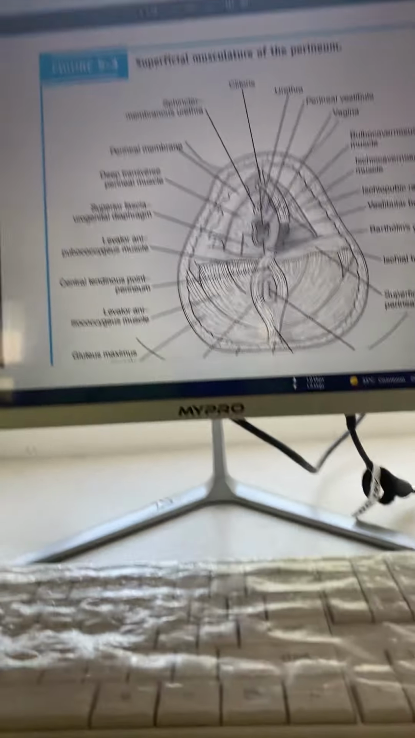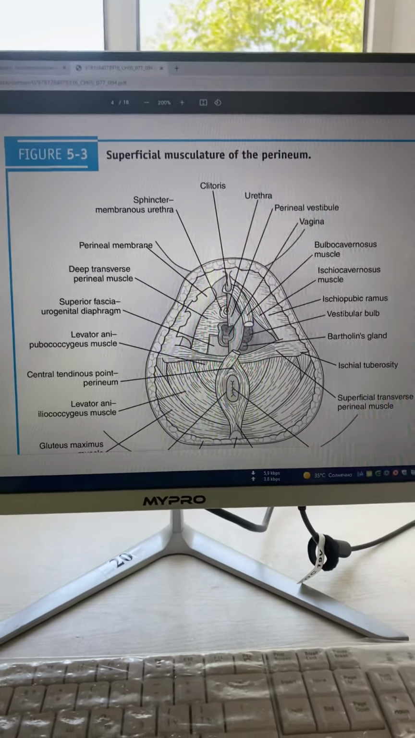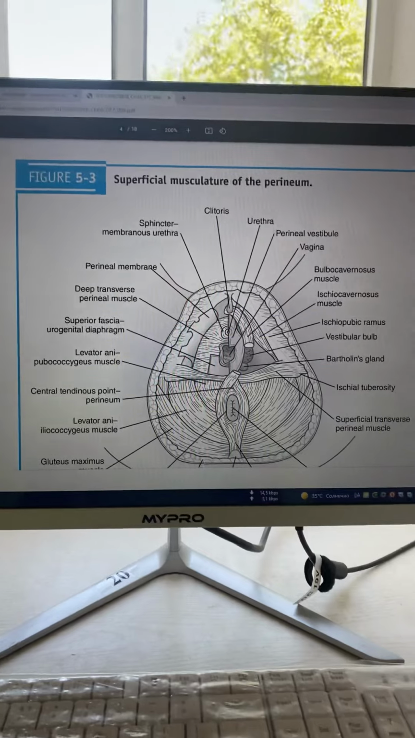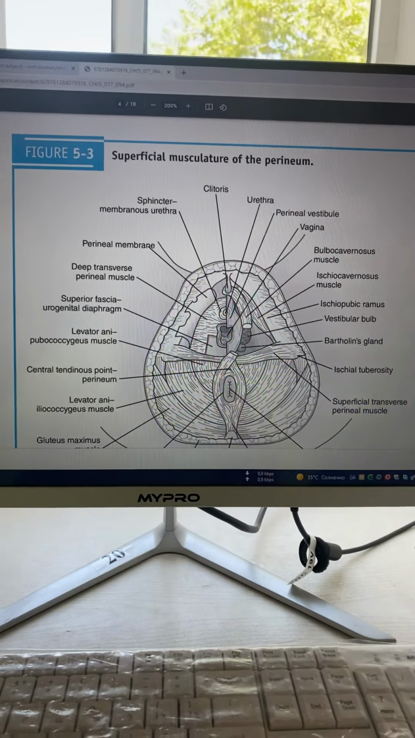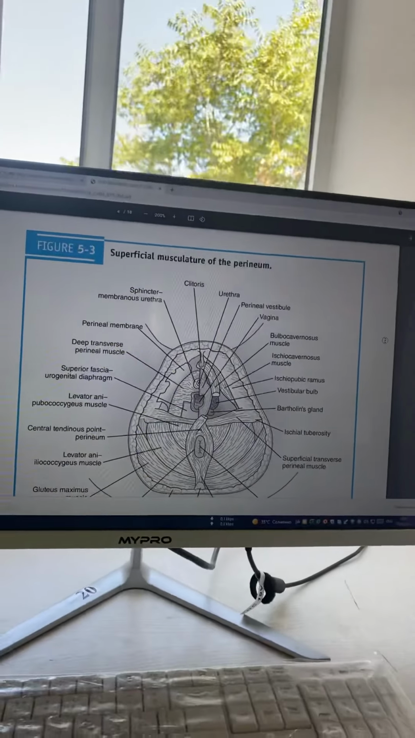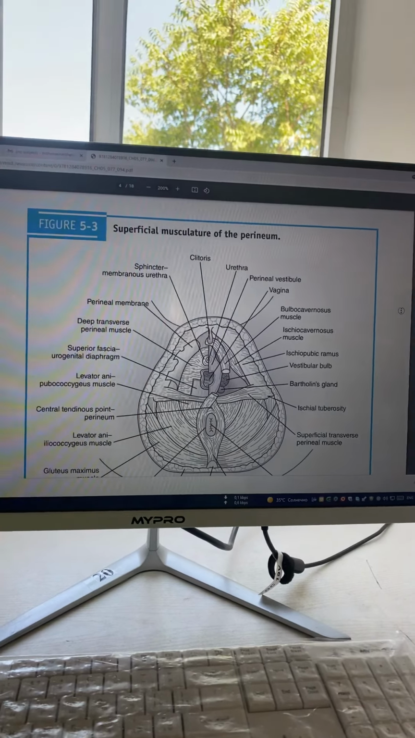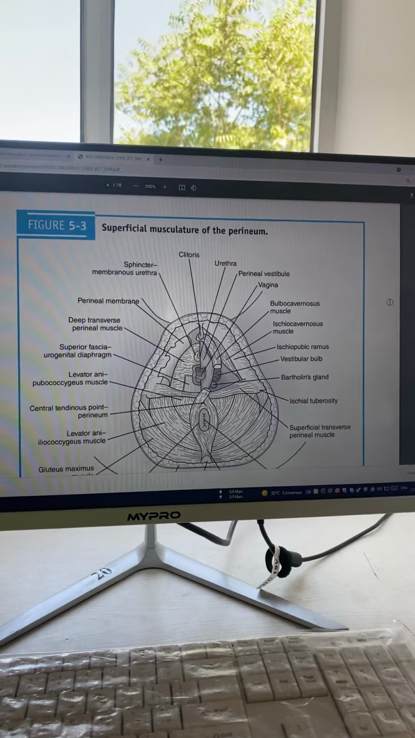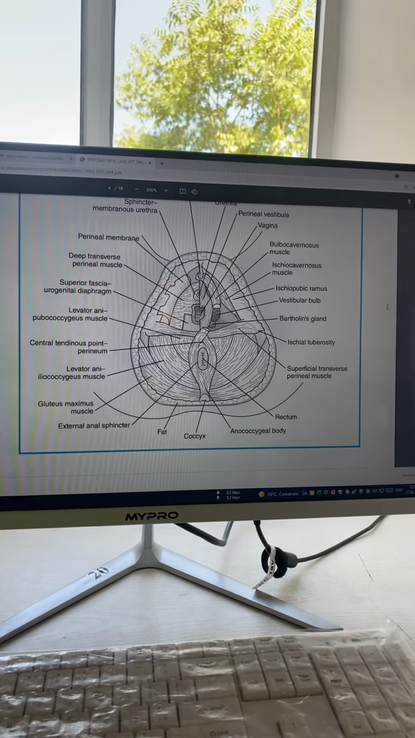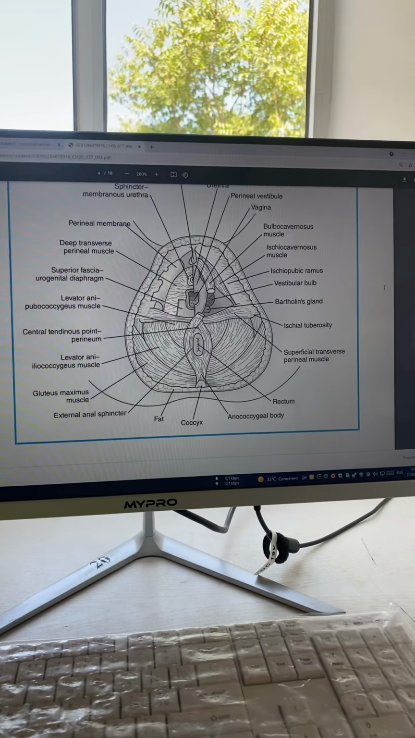Superficial musculature of the perineum: clitoris, urethra, perineal vestibule, vagina, bulbocavernosus muscle, ischiocavernosus muscle, ischiopubic ramus, vestibular bulb, Bartholin's gland, ischial tuberosity, superficial transverse perineal muscle, sphincter of membranous urethra, perineal membrane, deep transverse perineal muscle, superior fascia of urogenital diaphragm, levator ani pubococcygeus muscle, central tendinous point of perineum, levator ani iliococcygeus muscle, gluteus maximus muscle, external anal sphincter, fat, coccyx, anococcygeal body, rectum, superficial transverse perineum, ischial tuberosity, Bartholin's gland.